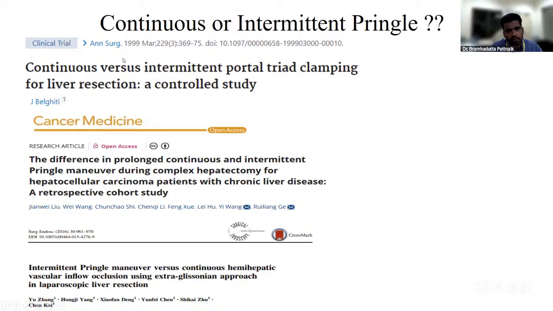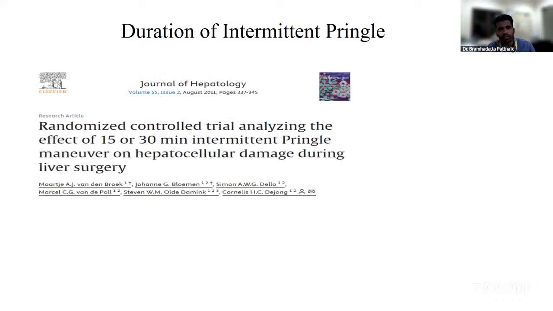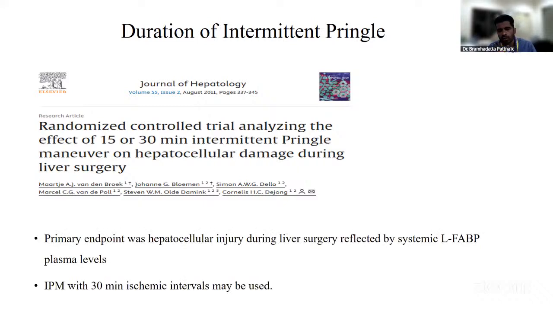Personally, I believe this intermittent Pringle is much, much better than a continuous Pringle, specifically in cirrhotic or compromised livers, in post-chemotherapy livers. Secondly, duration of intermittent Pringle. The standard is 15-5, 15-5, but there is some literature where they have compared 30 minutes versus 20 minutes, 20 minutes versus 15 minutes. So in JHEP, in 2011, they published on 15 minutes versus 30 minutes in a subgroup of patients having intermittent Pringle, and they also tell there is no difference between the two.